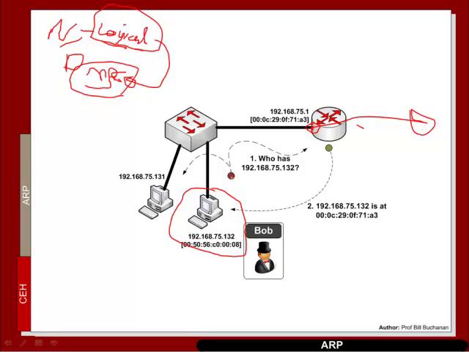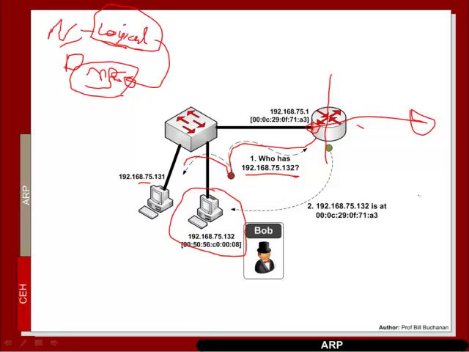So Bob sends an ARP request broadcast to the network, so every node on the network bounded between routers will actually see this ARP broadcast. So this node will see it, and this port here will see it also. And it says who has 192.168.75.132.